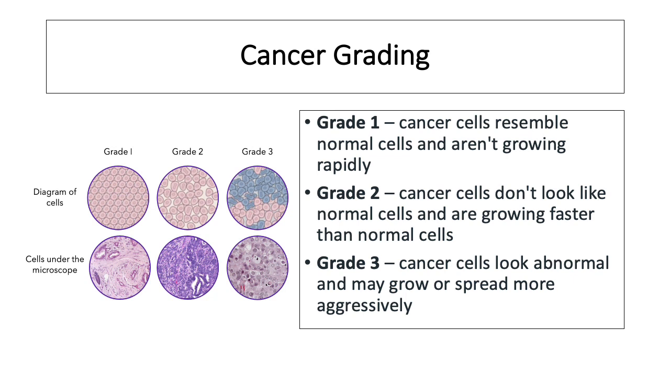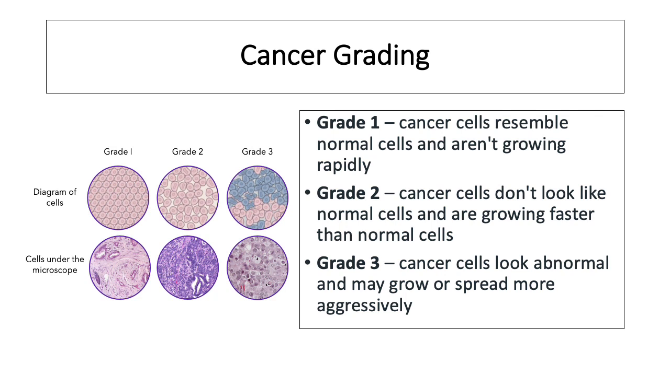I took a cartoon off the internet here. Grade 1, the cancer cells resemble normal cells and they aren't growing rapidly. So this is what grade 1 would look like in terms of a diagram of the cells. Grade 2, the cancer cells don't look like the normal cells. These cells don't really look like these cells and are growing faster than the normal cells. And then grade 3, the cancer cells look abnormal. These ones have got a different color altogether, and may grow or spread more rapidly.